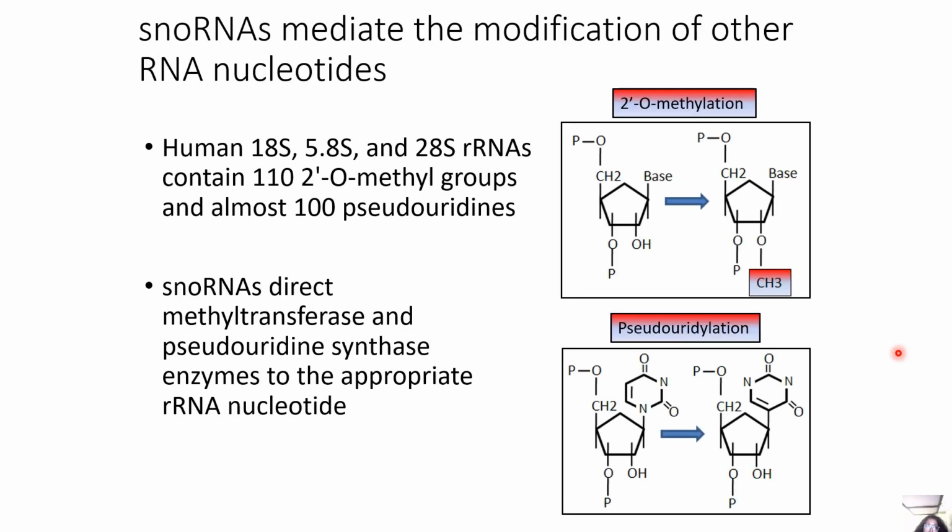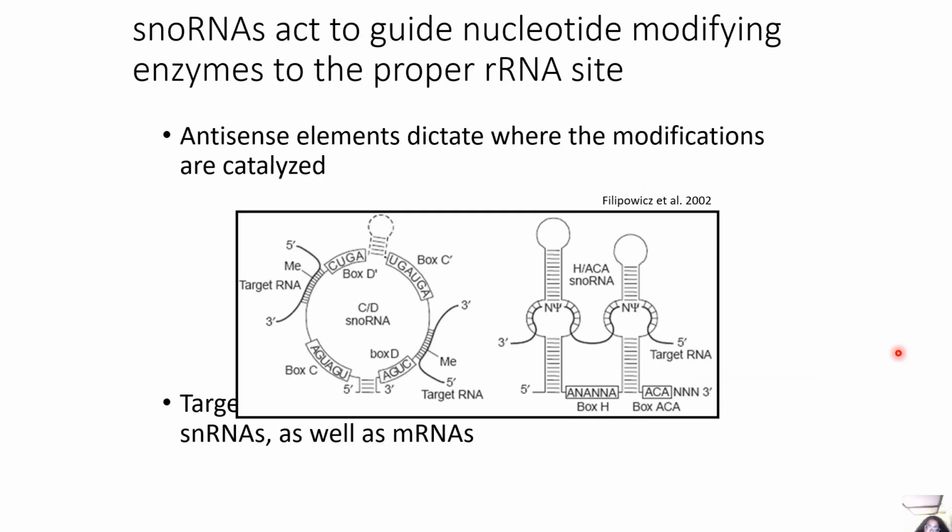If you see over here, snRNAs mediate the modification of other RNA nucleotides. The human 18S, 5.8S and 28S rRNAs contain 110 2'-O-methyl groups and almost 100 pseudouridines. snRNAs direct methyltransferase and pseudouridine synthase enzymes to the appropriate RNA nucleotide, and they act to guide nucleotide-modifying enzymes to the proper RNA site. Antisense elements dictate where the modifications are catalyzed.